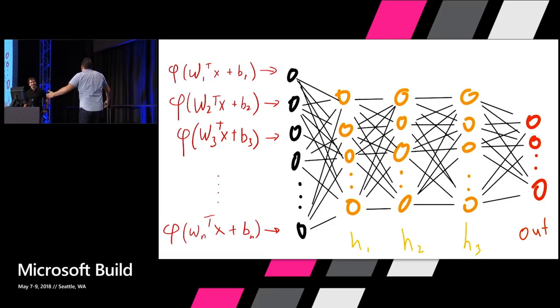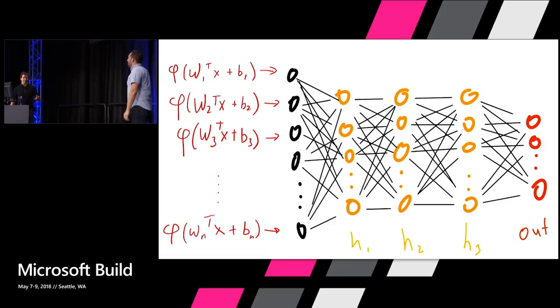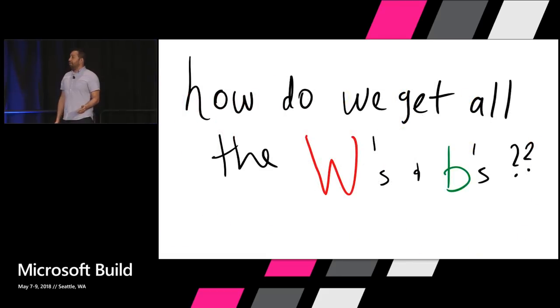So, that's it. What's the next question? I'm still super confused as to how you actually chose those W's and B's. How do we get all these W's and B's? Imagine this deep network, imagine this huge image. How are you going to come up with all these W's and B's?